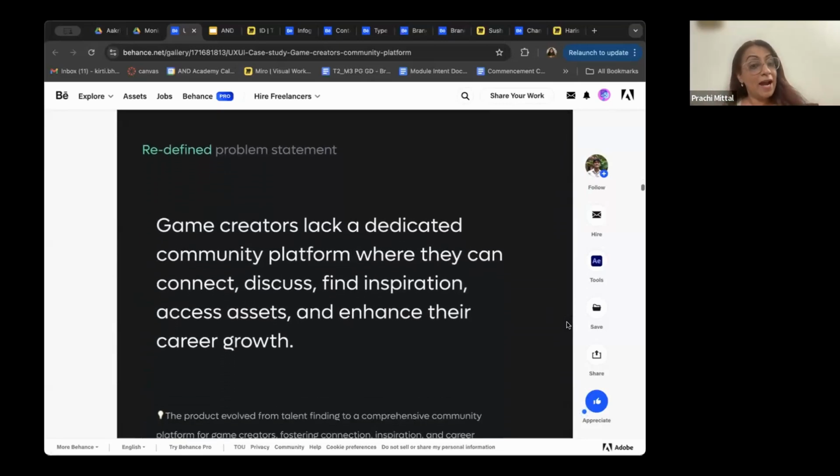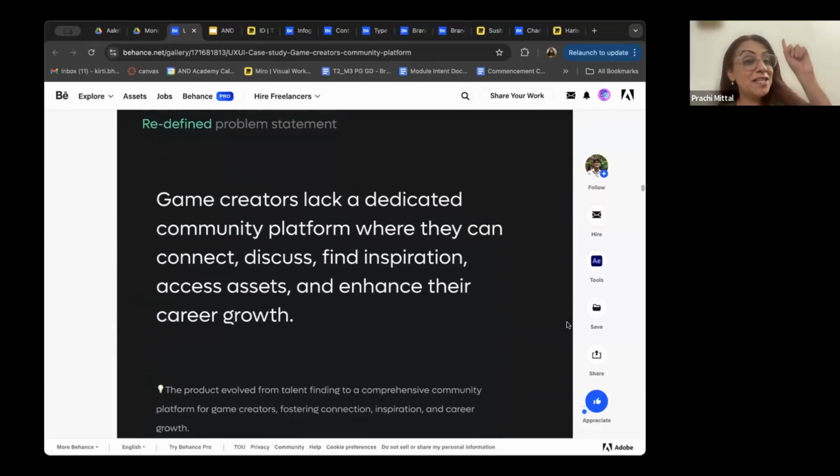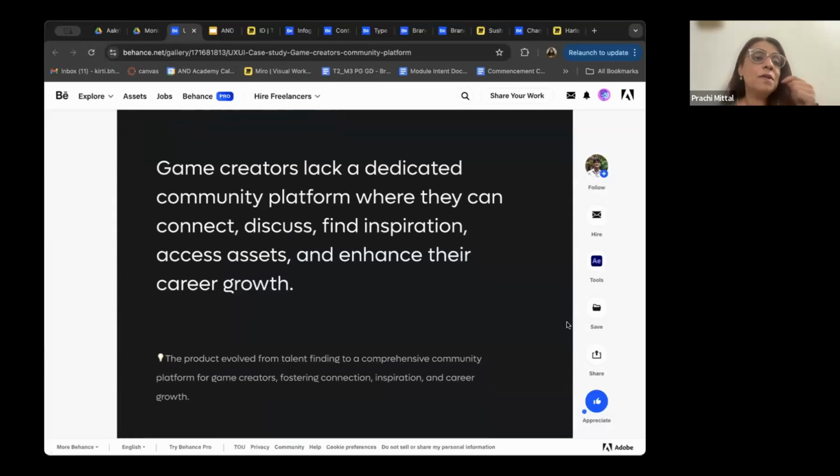So let's keep going, and now he has redefined. So he didn't stick with what the client told him. He redefined his statement because now he realized that it became a community platform to connect, discuss, find inspiration, access assets, and enhance their career growth. So a new problem statement was defined, and this is very critical. It seems like a statement, but this is actually what you do after your discover and define, the first diamond of the design thinking, right?